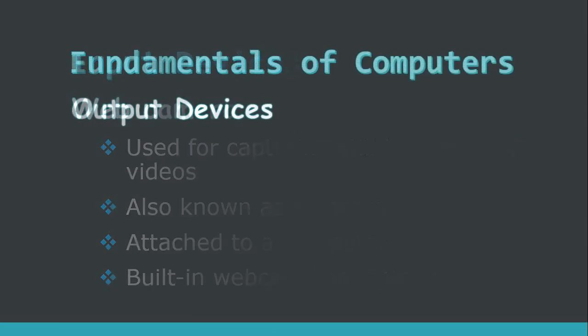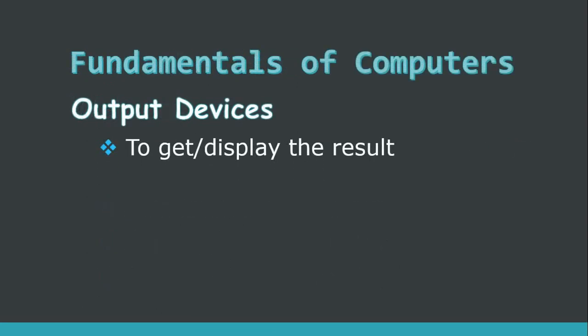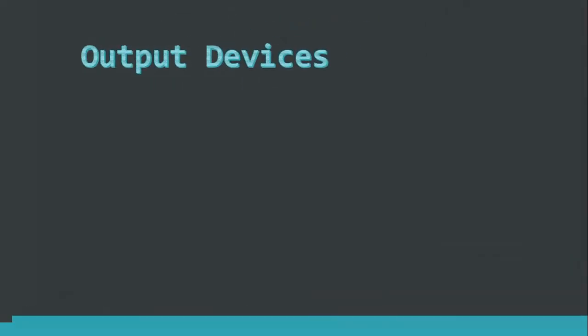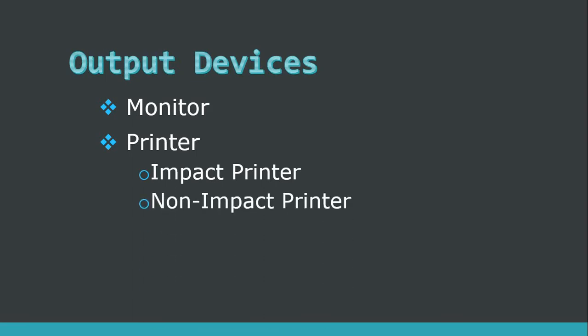Next, output devices. The devices through which we get the result from the computer are called output devices. Some output devices are monitor, printer. There are two types of printer, impact printer and non-impact printer. And then plotter and projector. First, monitor.